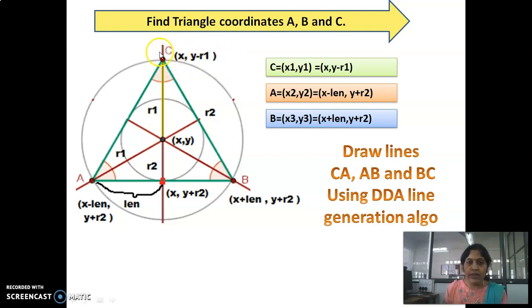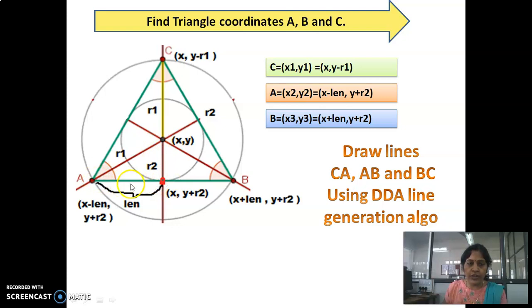So once we find C, our aim is to find the A coordinate values and B coordinate values to draw this triangle. Now to find this A coordinate value, we are using this triangle where one side is R1, the radius of the outer circle, and this is R2, the radius of the inner circle.